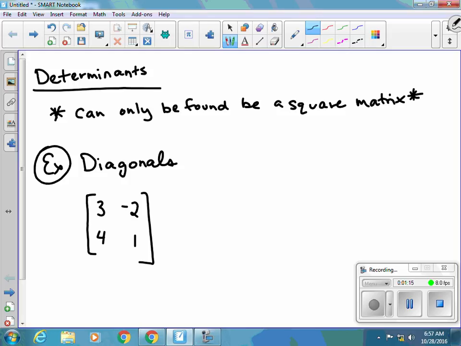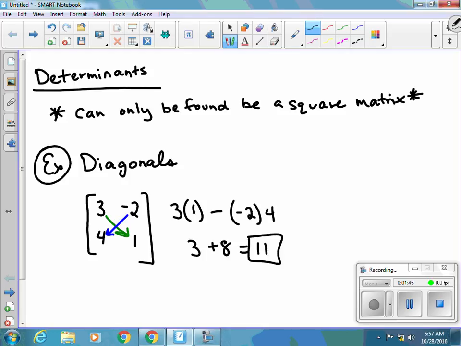My determinant is found by taking the multiplication of the diagonals and subtract them backwards. So when I'm looking at this, I want to go left to right. So I'm going to multiply that 3 times 1. And then I'm going to subtract the backwards way, so going right to left. So minus, in this case, -2 times 4. And this is going to be my determinant. So I've got 3 plus 8, which equals 11.